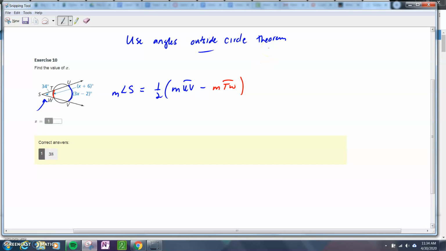So there is a proof for this, but for our time being with distance learning, we're just going to use these theorems. We're not going to go through these proofs. So a lot of this is just knowing these formulas and applying them. Alright, so let's plug in everything we got.